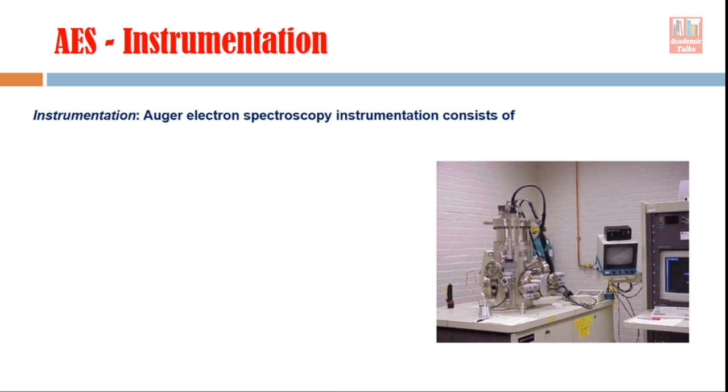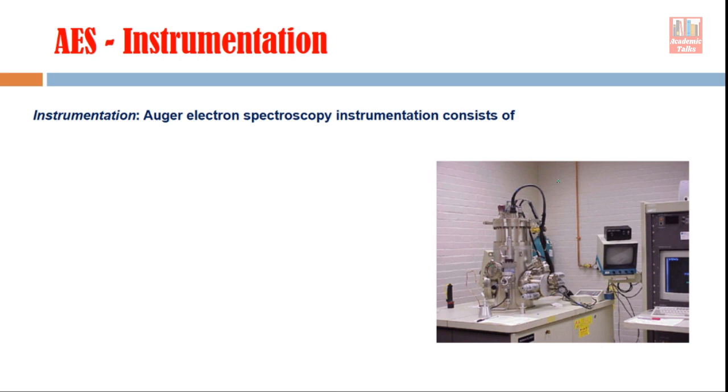Now you know the basic working principle of Auger electron spectroscopy. Now we will see what kind of instrumentation is involved there, or what kind of things we can bring together to implement Auger electron spectroscopy.